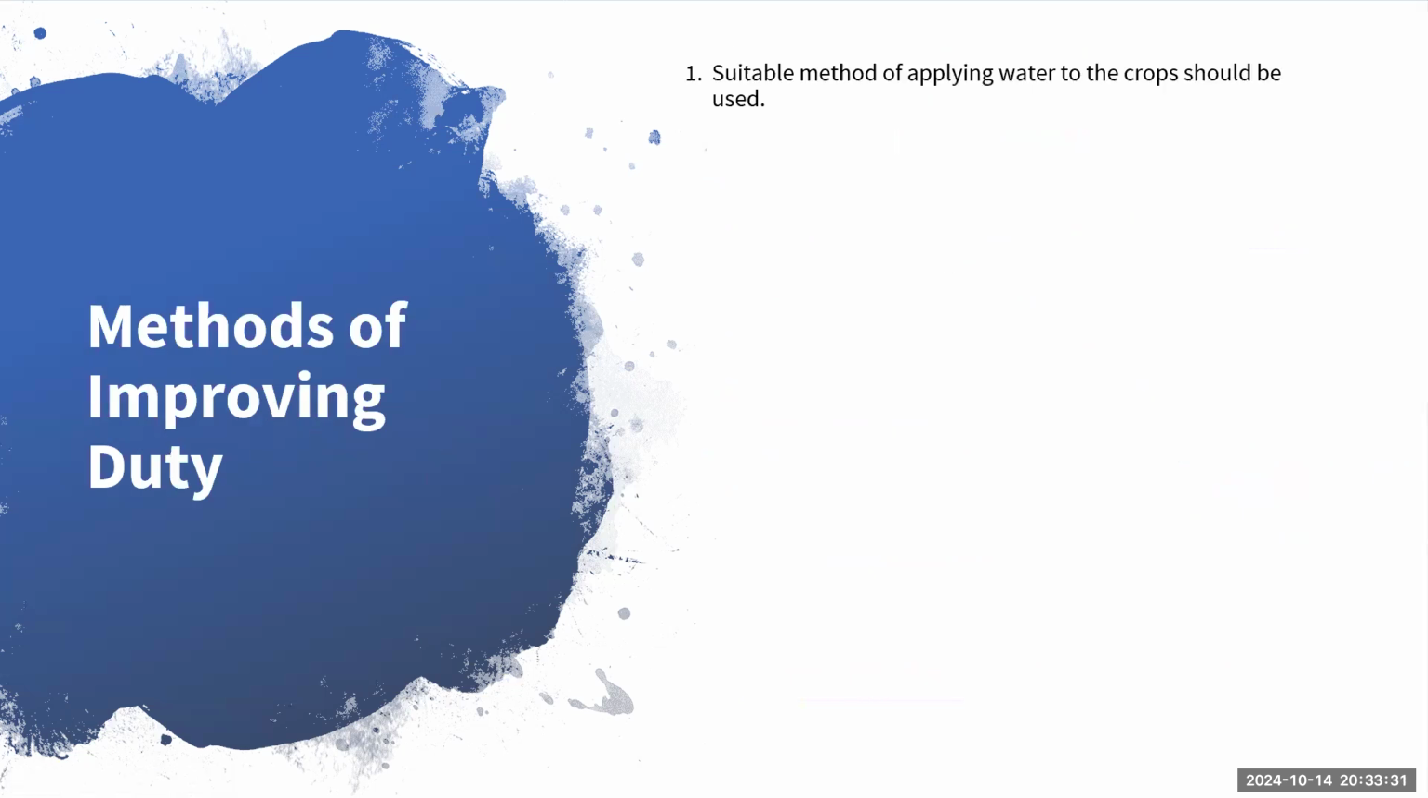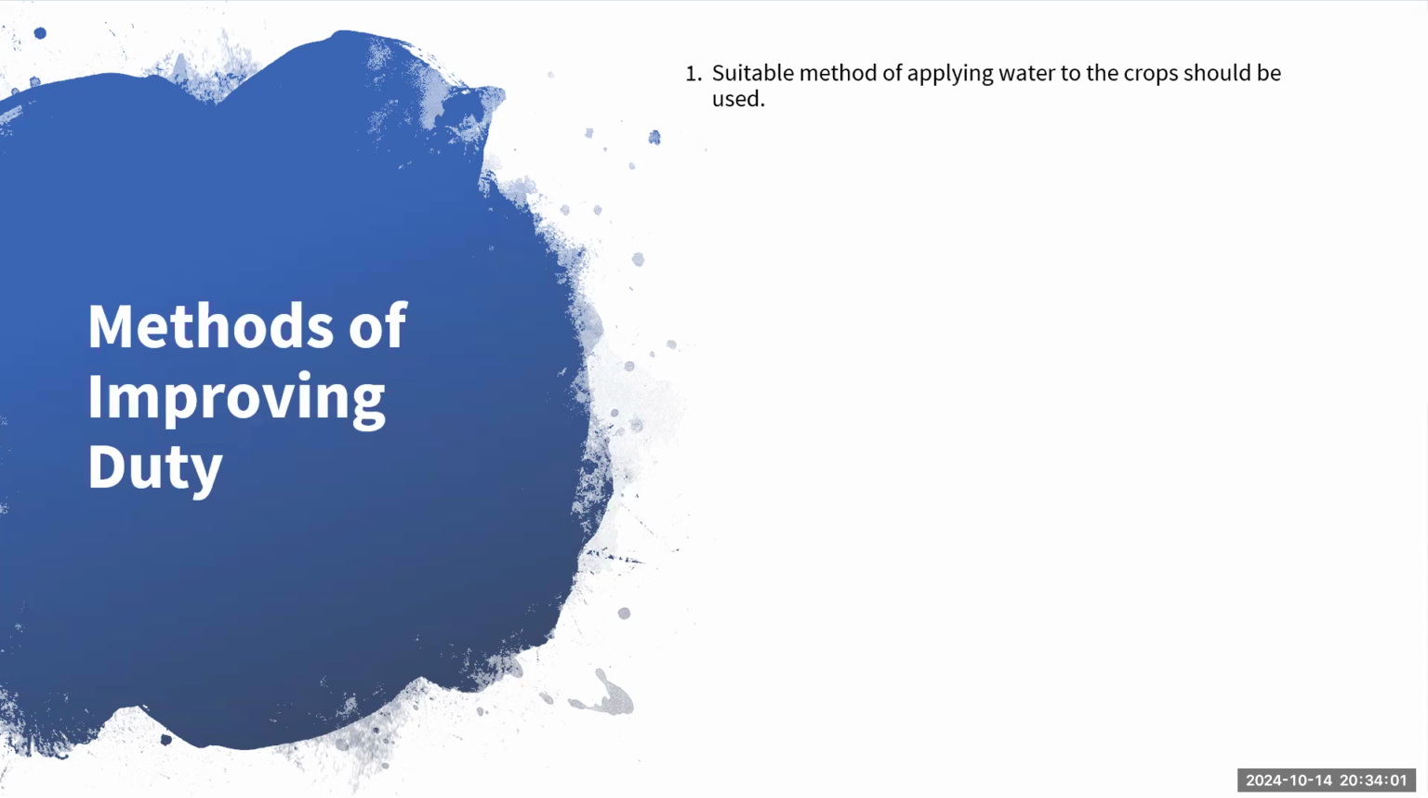Now we are going to discuss how to improve the duty. It is clear to us from the factors affecting duty that duty should be higher. One cumec of water should irrigate the maximum area of land. That is the meaning of duty being higher. So how to improve the duty? That is the point.